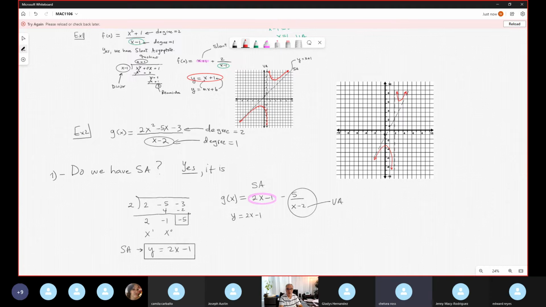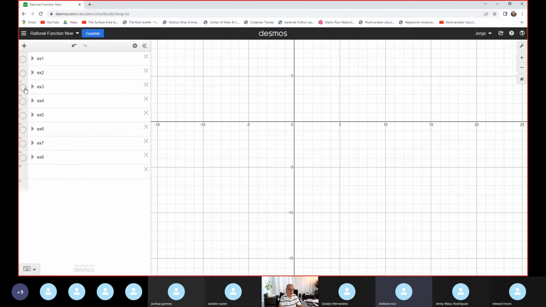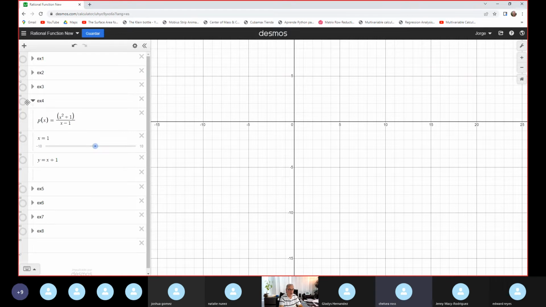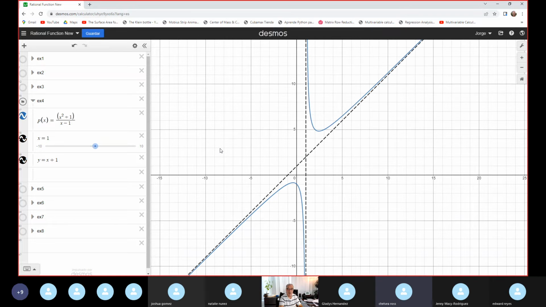Boom, boom, and boom. This is the graph you saw before. Do you see this one, right? No, no? Yes. Okay, look at this, this is the graph of the first example.